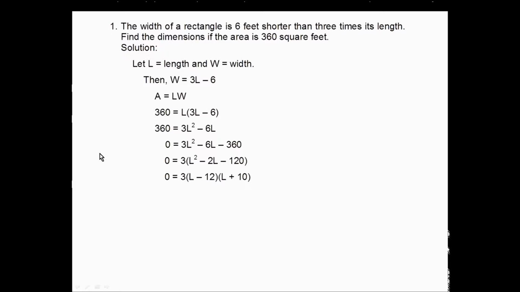Now we set each factor to 0. You can ignore the 3. In fact, because it's an equation, you can divide everybody by 3. You can't set 3 equal to 0; 3 is never 0. So I'm just looking at L minus 12 and L plus 10.